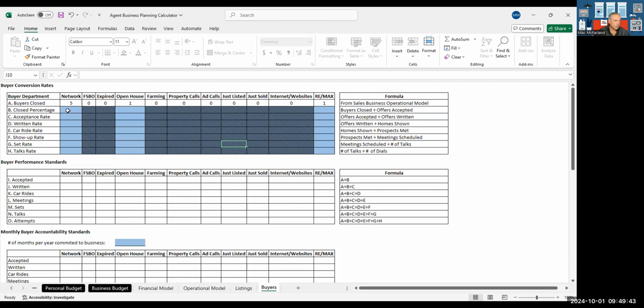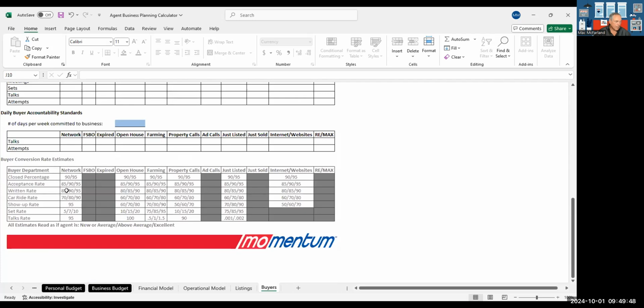But we're going to take the networking because that's our primary one. And we're going to go down to the bottom. And on the bottom here, where it says network, you have percentages. And this is put together again by Remax. It's part of the Momentum package. So these are national type numbers. Remember on the left, like on the first one, closed percentage is 90%. That's for your newer average, basically, right? Or if you take the acceptance rate, newer average, above average, and then excellent. Those are the 3 numbers.